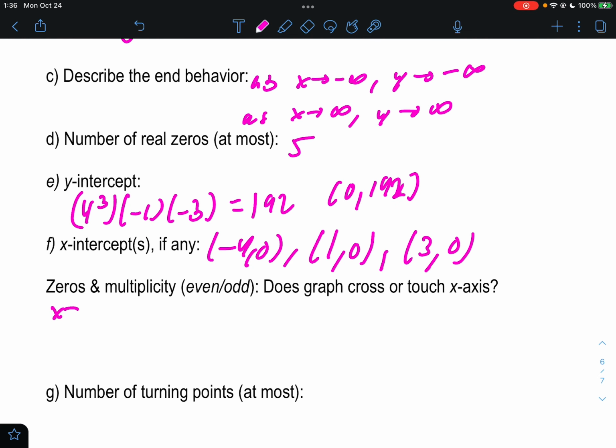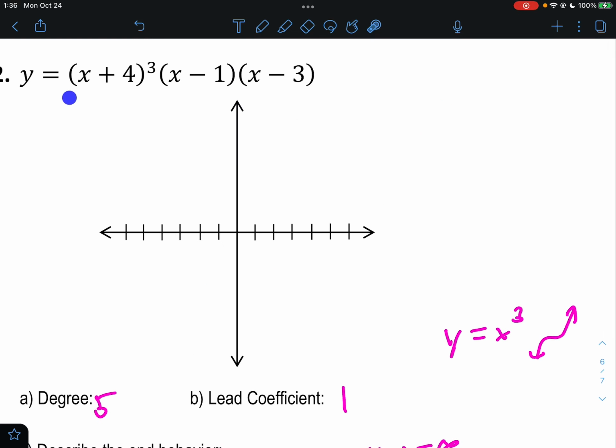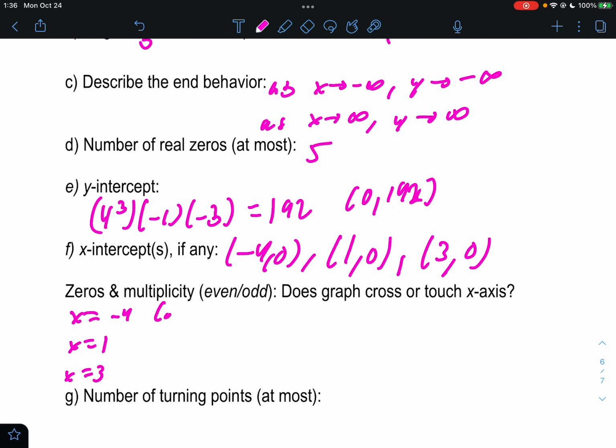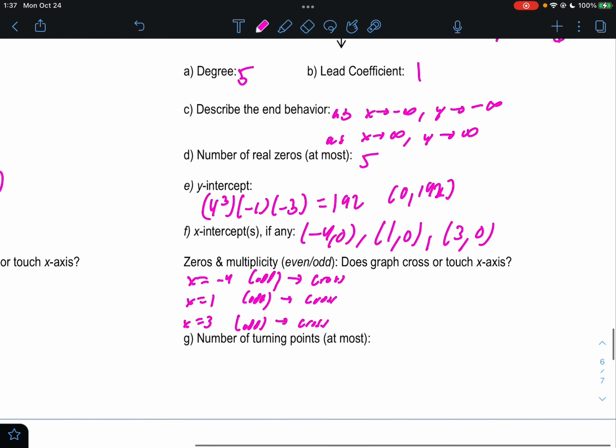Their multiplicity: x equals negative 4, x equals 1, and x equals 3. Negative 4 is the third power, that's odd. 1 is first power, that's odd. 3 is first power, that's odd. So they're all odd. So in all three of them, they will cross the axis. And the turning points would be at most 4, 1 less than the degree.